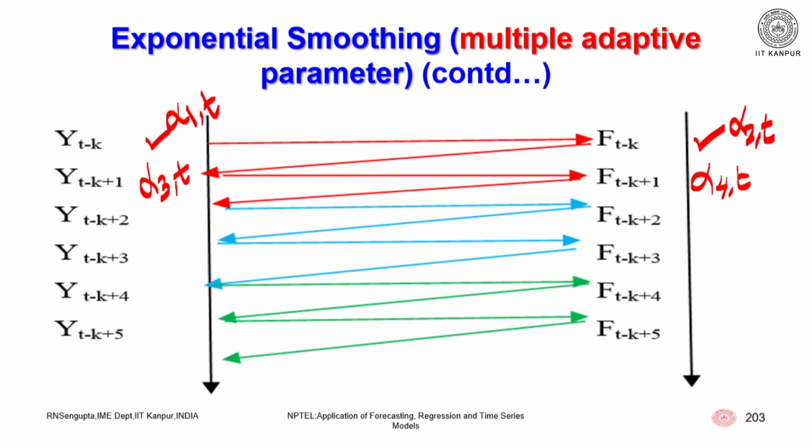Similarly, I will utilize in the second stage y t minus k plus 2, f t minus k plus 2, y t minus k plus 3, f t minus k plus 3, multiplied by the corresponding adaptive parameters, and then try to basically find out the forecasted value which would be given by f t minus k plus 4, and I will proceed accordingly.